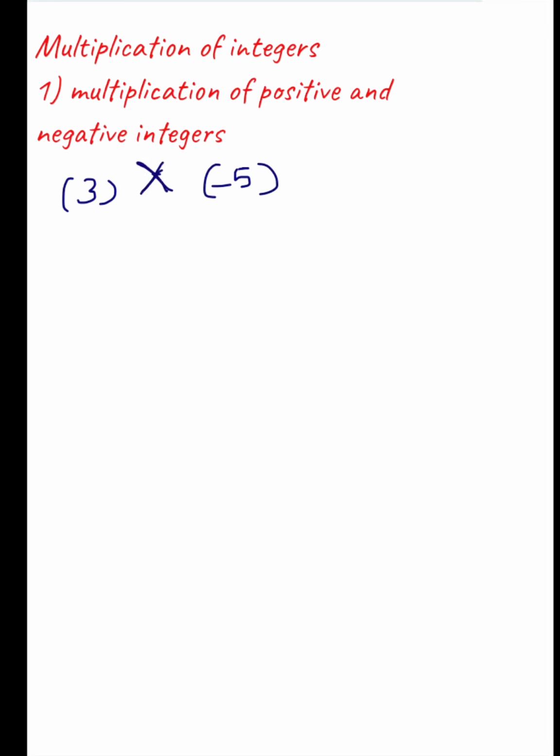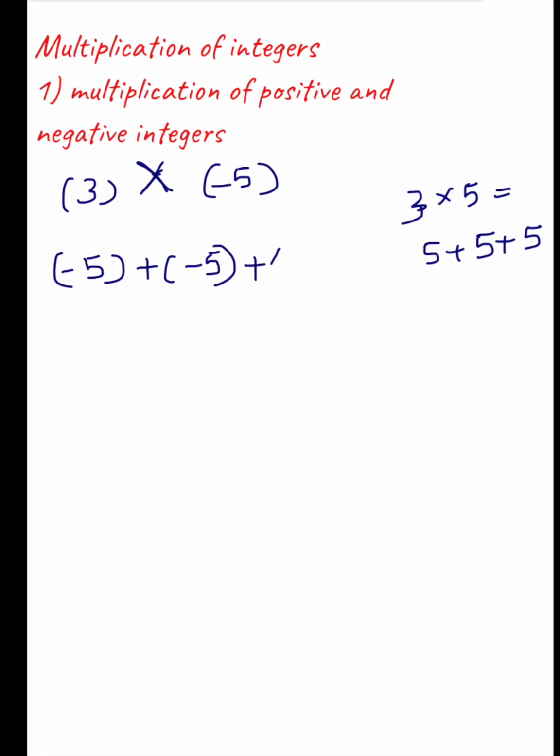And you already know what multiplication means. Multiplication means repeated addition. That is, 3 into 5 means 3 times we are adding 5, that is 5 plus 5 plus 5. Multiplication is repeated addition. Similarly, 3 into minus 5 means minus 5 plus minus 5 plus minus 5. 3 times minus 5 is added. In this way also we can write.